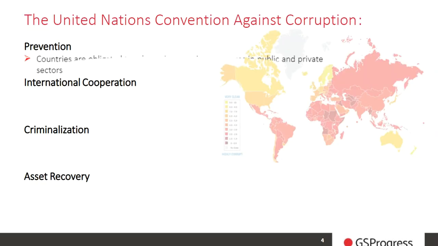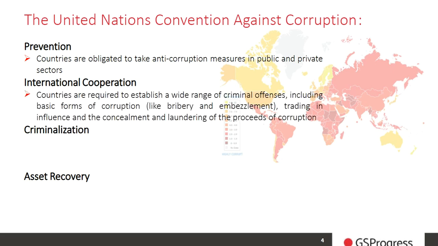The four most important principles in the United Nations Convention start with prevention: every country is obligated to take anti-corruption measures in the public and private sectors. This is mandatory for everyone. So if we are going to audit countries, feel free to request the program that covers those four items: prevention, international cooperation.